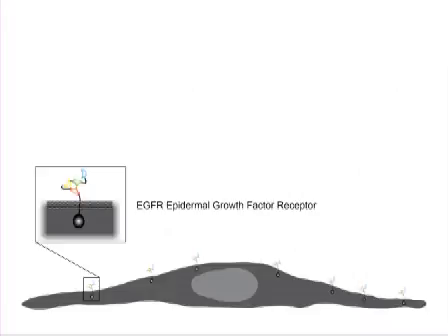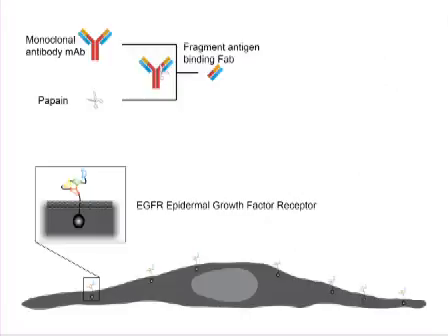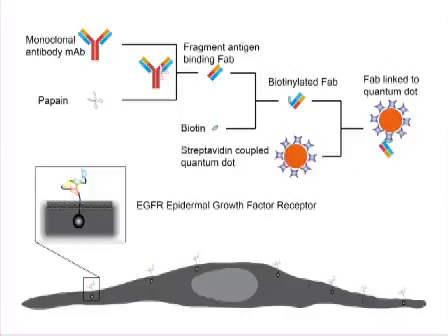technique. The epidermal growth factor receptor is a transmembrane protein. This receptor will be tagged using a monoclonal antibody which is reduced to keep only the FAB fragment. The FAB fragment is biotinylated and after that linked to the streptavidin of the quantum dot. The whole system will precisely recognize the EGF receptor.